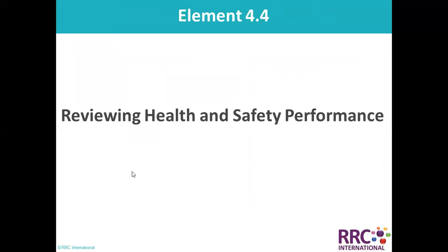So now we are going to discuss 4.4, that is all about reviewing health and safety performance. What things we need to verify so we can have a clear picture of health and safety performance or any sort of system.